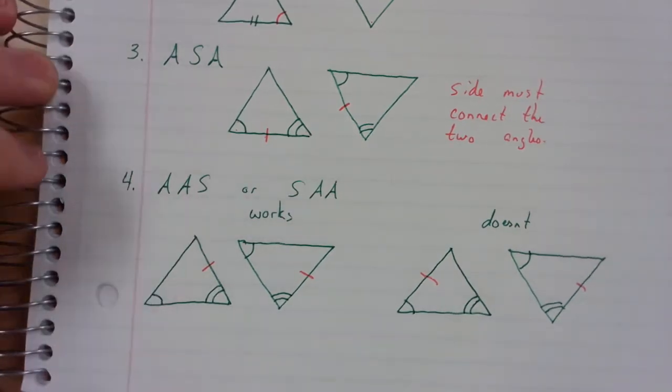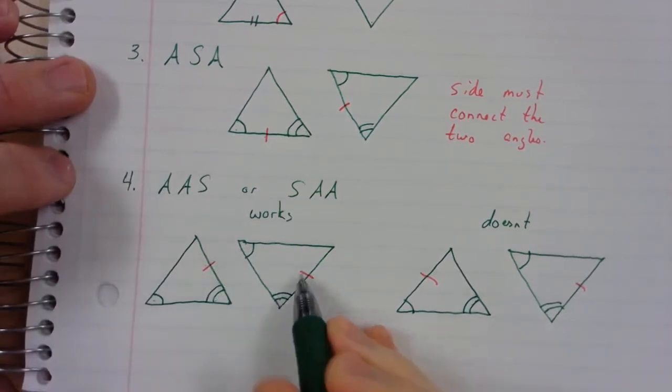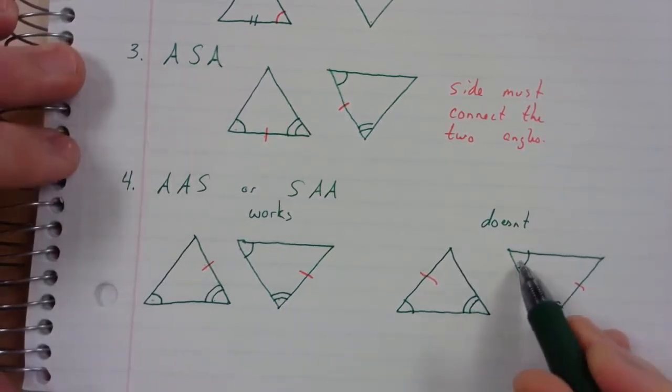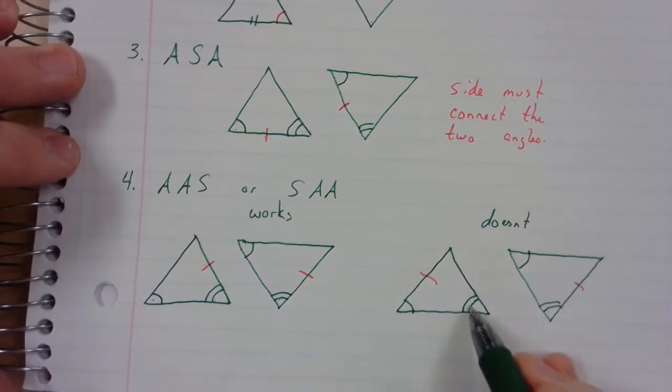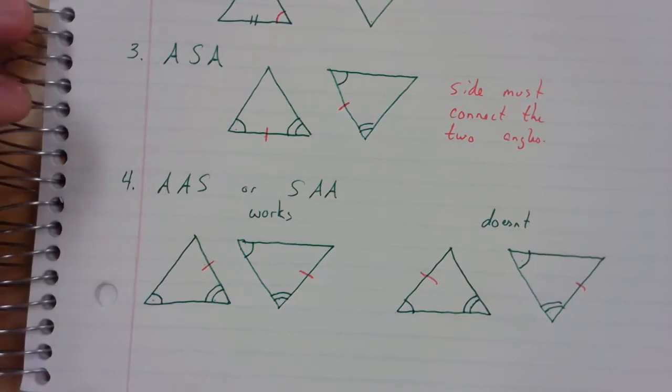Let's talk about why. When I go around, angle, angle, side, angle, angle, side. Over here, angle, angle, side, angle, angle, side, right? They're both set up the same. What's different? What makes the one on the right not work?